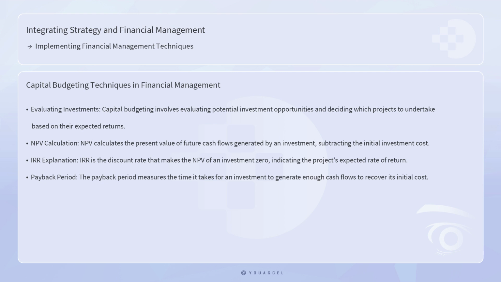NPV calculates the present value of future cash flows generated by an investment, subtracting the initial investment cost. IRR is the discount rate that makes the NPV of an investment zero, indicating the project's expected rate of return. The payback period measures the time it takes for an investment to generate enough cash flows to recover its initial cost. For instance, a company considering the purchase of new machinery would use these techniques to evaluate whether the investment would generate sufficient returns to justify the expenditure.